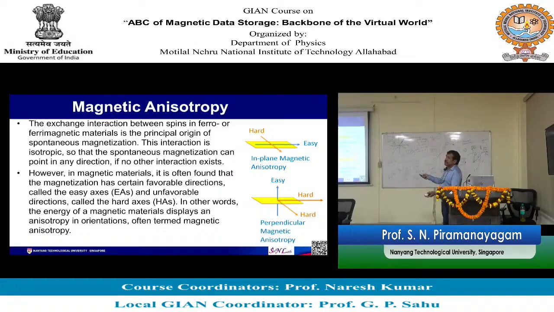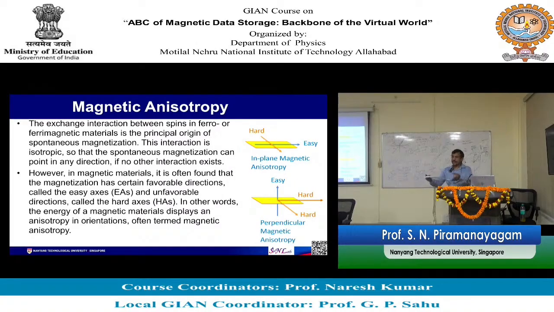So, if a material has one easy direction and one hard direction, then we call that material magnetically anisotropic. So, you see that in different directions we have different properties. So, we call this magnetic anisotropy. If within the plane of a material one direction is easy, another direction is hard, then we call it in plane magnetic anisotropy.